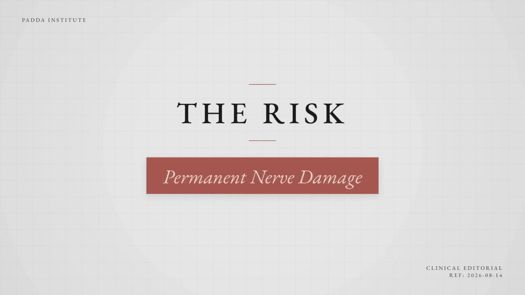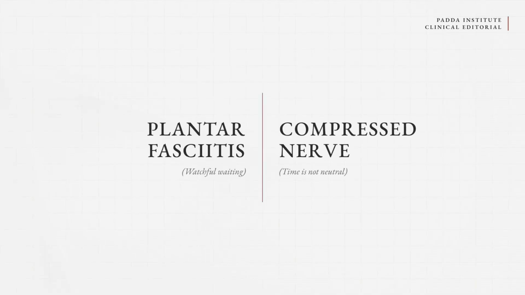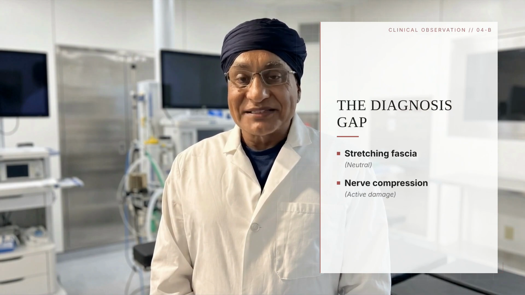Now, the part that changes how urgently you should act. In severe or long-standing cases, permanent nerve damage may occur if the condition is left untreated. The review is explicit that early diagnosis and intervention are key to avoiding permanent nerve injury and key to getting the most from treatment, whether that treatment is conservative or surgical. That changes the calculus on waiting. With plantar fasciitis, watchful waiting is reasonable. With a compressed nerve, time is not neutral. Months spent stretching a fascia that was never the problem are months the nerve spends compressed.